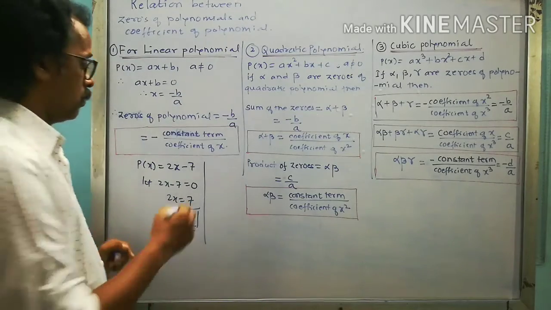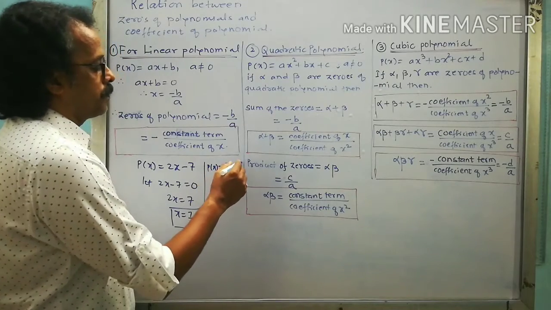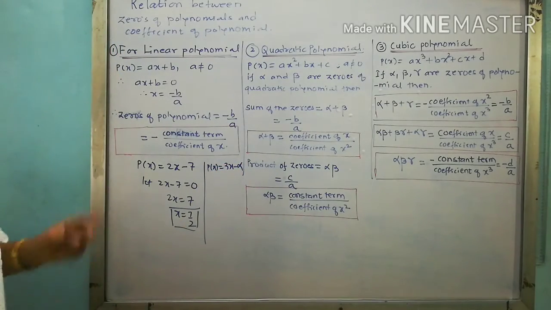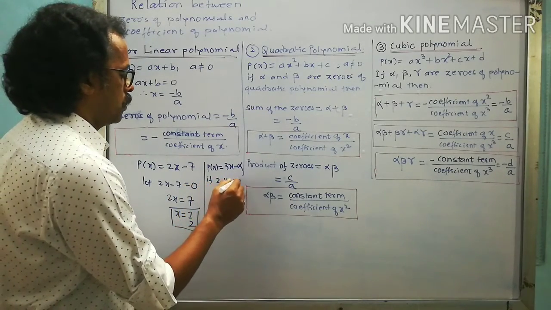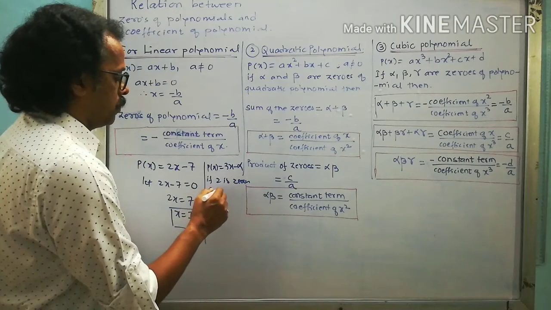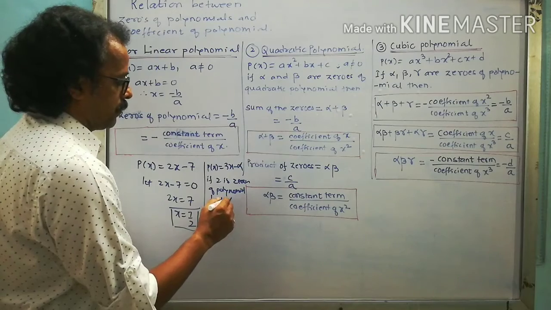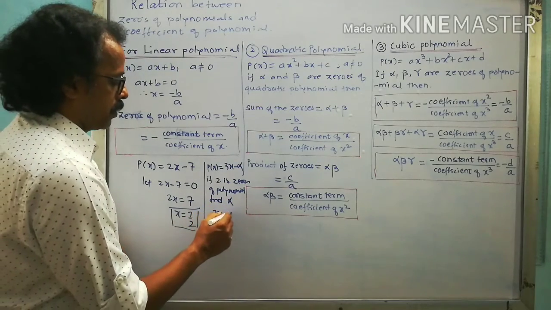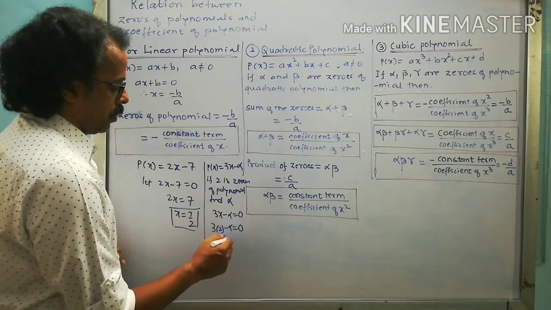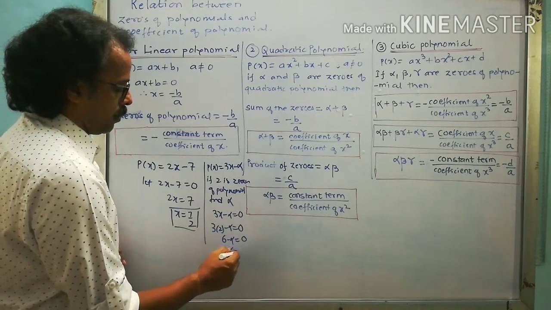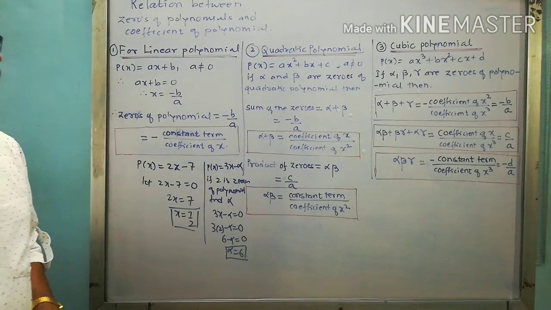Reverse question, they could ask you, if the polynomial is given as p of x is equal to 3x minus alpha, and 2 is the zero of the polynomial, find alpha. So I could write down 3x minus alpha is equal to 0. So 3 into 2 minus alpha is equal to 0. 6 minus alpha is equal to 0. So alpha is equal to 6. That kind of reverse question they could ask based on this particular case.